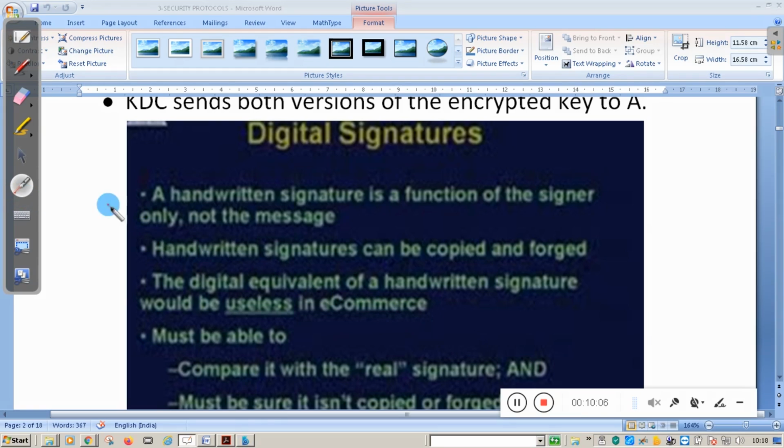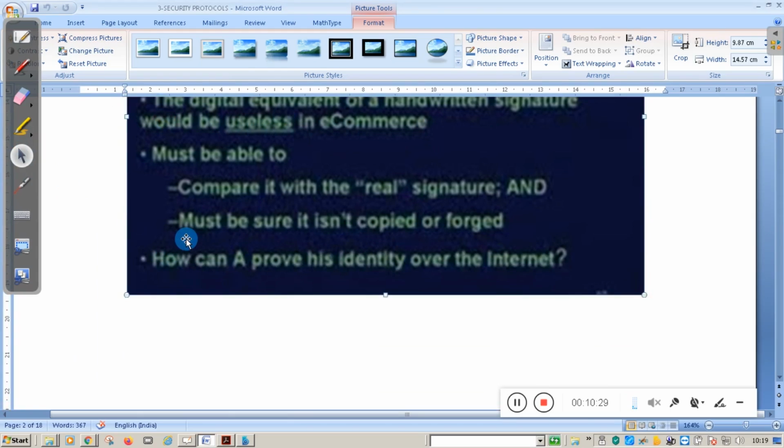Now here the first point you will see: a handwritten signature is a function of the signer only, not the message. A handwritten signature can be copied and pasted. So the digital equivalent of the handwritten signature would be useless in e-commerce applications. So what is required actually? Must be able to compare with the real signature and must be sure it is not copied or pasted. How can A, the sender, prove its identity over the internet?